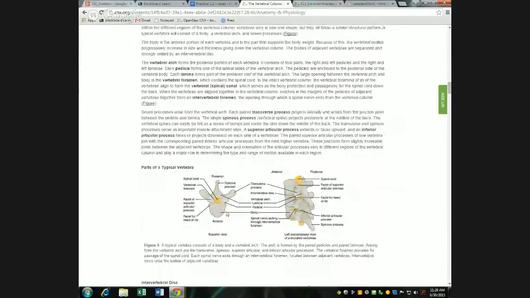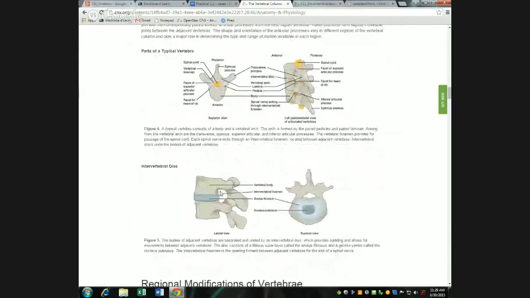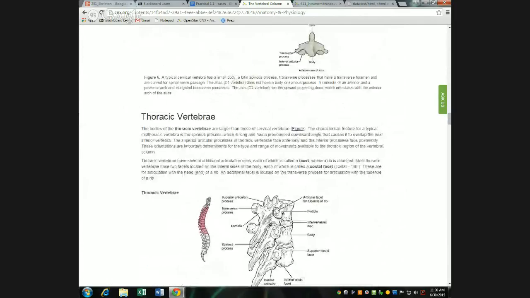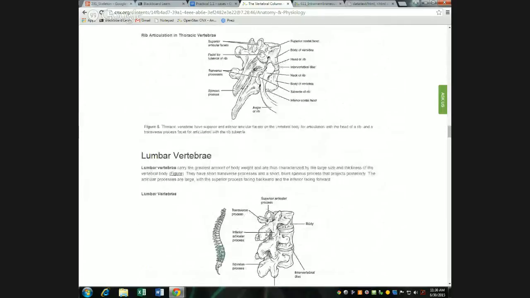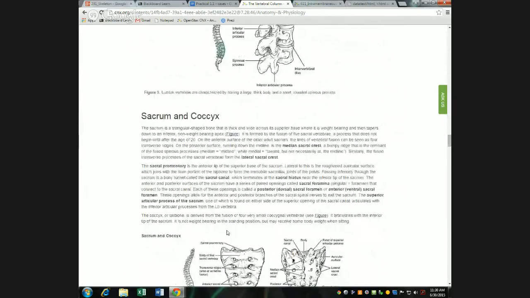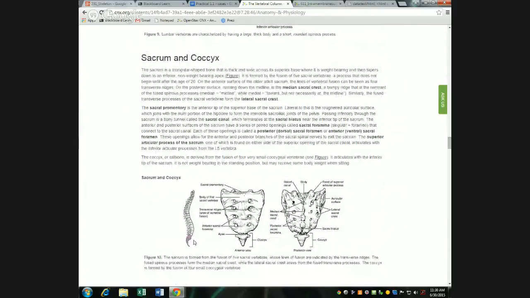This is what a vertebral bone generally looks like, regardless of what level it's at. And then just a mention of the intervertebral discs. And then here is showing the cervical region, which is the neck, the thoracic region, which is the thorax, or where the rib cage is, the lumbar region, which is lower back, and then the sacrum and coccyx, which are the tailbone part.